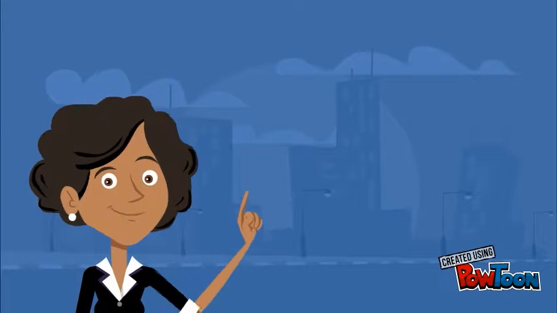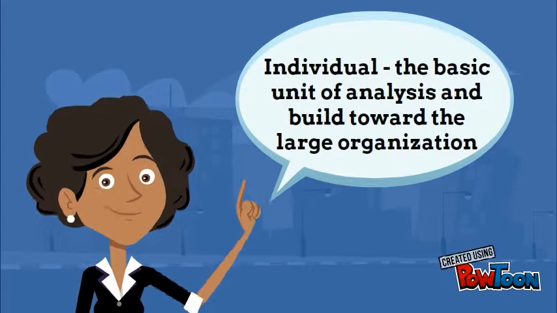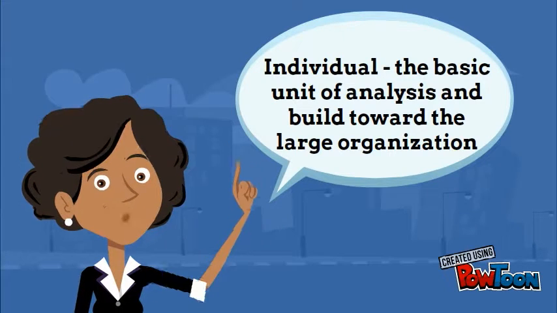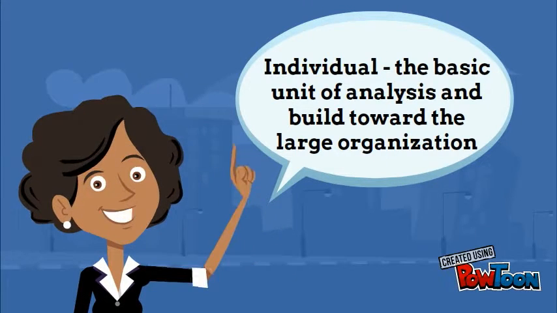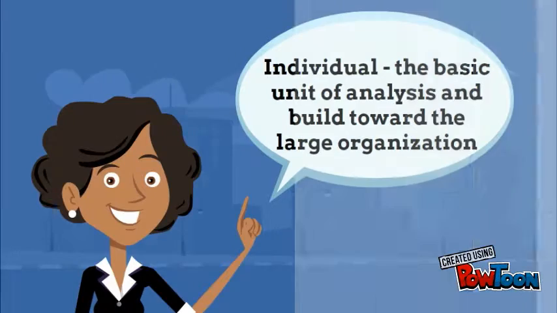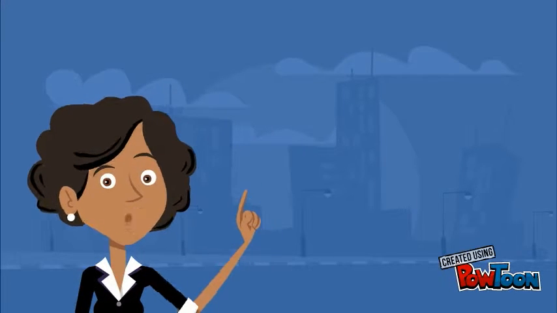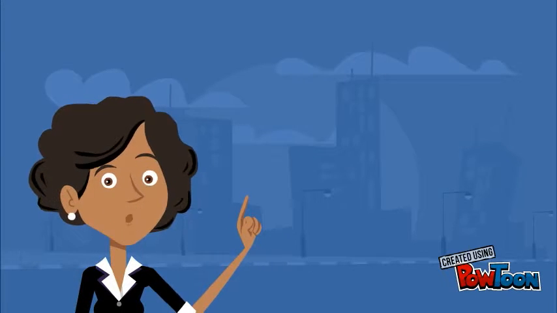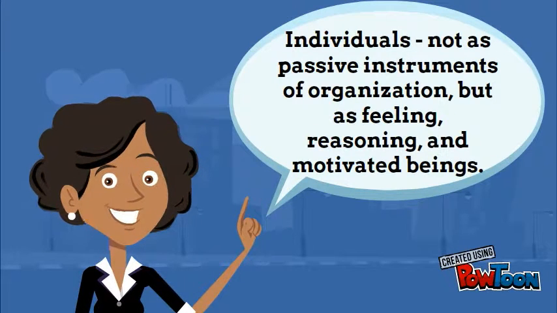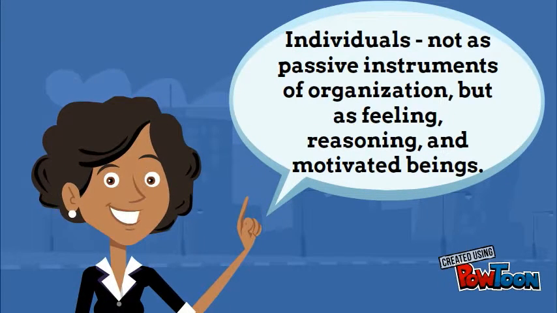All writers tend to start with the individual as the basic unit of analysis and build toward the large organization, while we are proposing to start with larger sociological entities, the entire organization and its larger subsystems. While this study selects sociological entities as the primary focus of analysis, it differs from the classical approach in being based on the premise that the individuals in organizations can best be viewed not as passive instruments of organization, but as feeling, reasoning, and motivated beings.